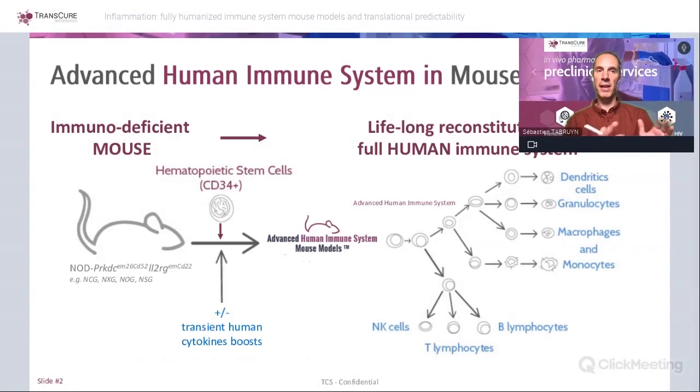Those cells are engrafted in those animals, and then we let the system mature for 14 weeks to get a fully reconstituted system with all the human immune cell lineages: the dendritic cells, monocytes, T cells, B cells are there. And we have all the data over the last 10 years of activities here at TransCure Bioservices to show that those cells are able to do the job, they are fully functional.